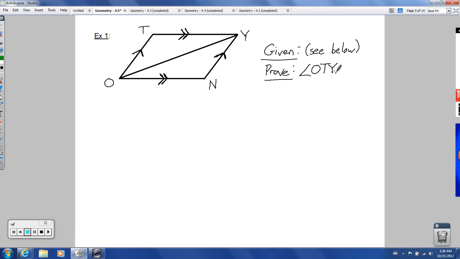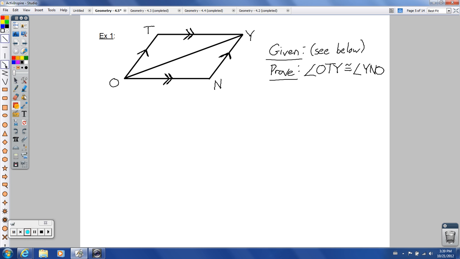So here we have this being what I want to prove in the end. Angle OTY is congruent to angle YNO. Angle OTY to YNO. So let's make our two columns. We're going to do the two-column proof format.